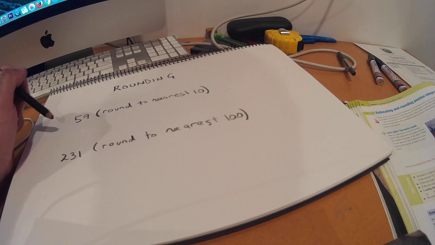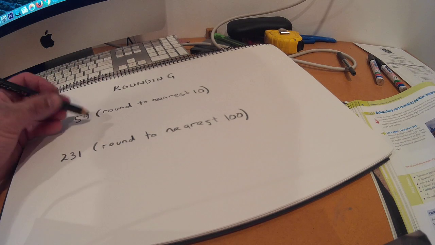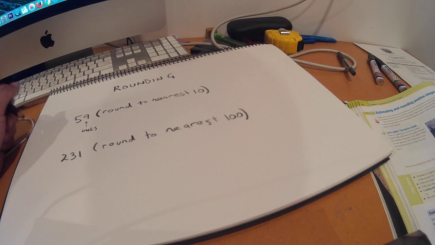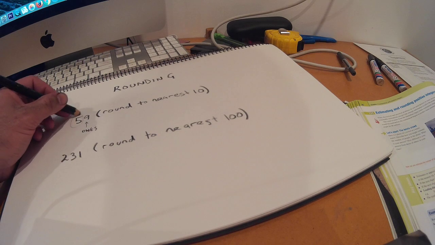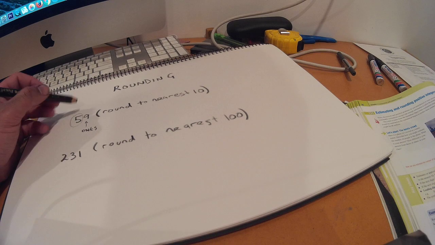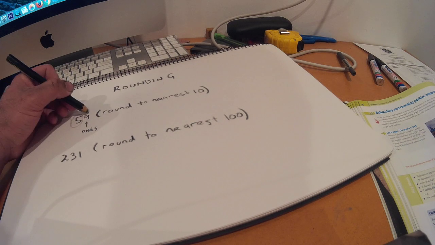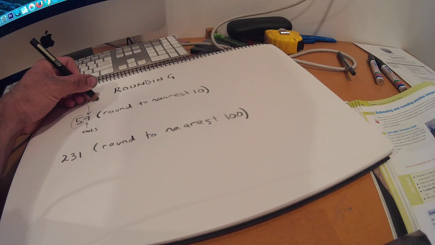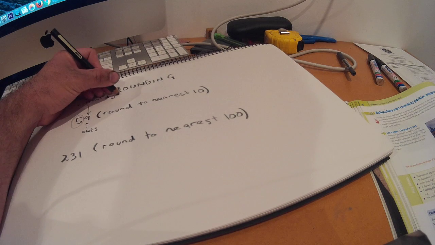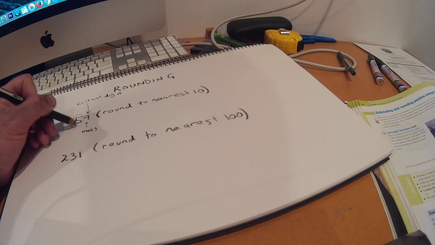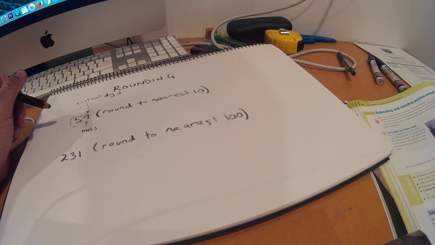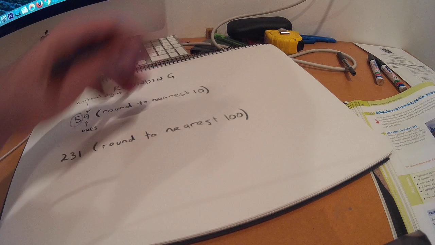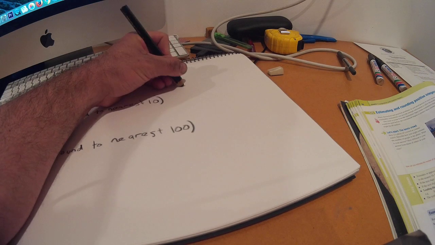Because you need to know where the tens column is or where the hundreds column is. So with the first question, round to the nearest 10, we know that this is the ones column, and this is the tens column. So what you do is you look at the tens column, and the next digit, which in this case is the ones digit, is what's known as the critical digit. And the value of the critical digit will determine whether the tens column goes up or down.